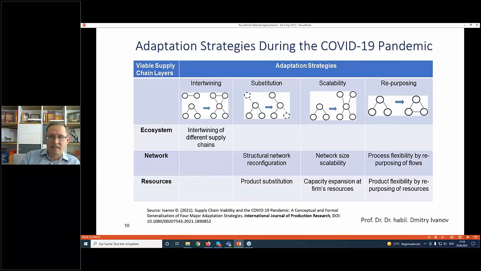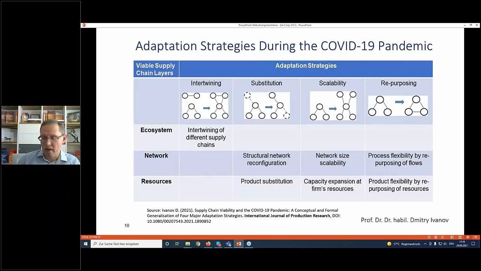Scalability is the next adaptation strategy. The most prominent example is e-commerce. Take Amazon. At the beginning of the pandemic, Amazon significantly increased its logistics capacities due to very high demand, right? And this is what we call network size scalability. Or if you look at the resource level, say the manufacturing system level, then capacity expansion can be considered as scalability.